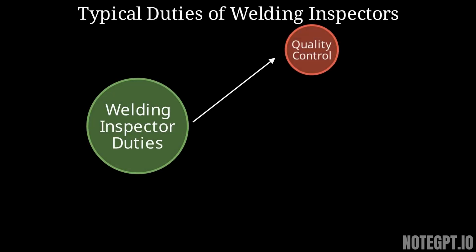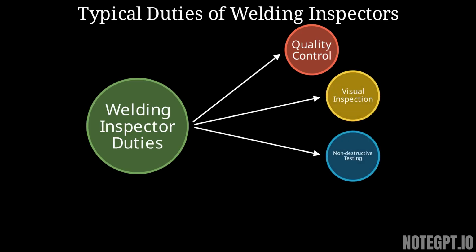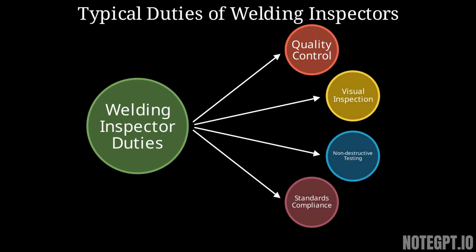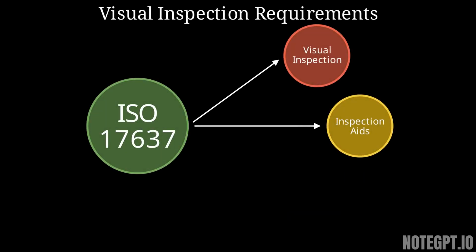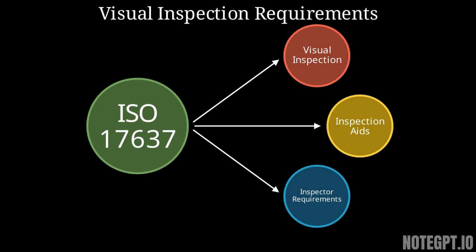Welding inspectors are responsible for quality control activities to ensure welded items meet specified requirements. Their duties include understanding QC procedures, conducting visual and non-destructive inspections, and ensuring compliance with standards and codes. According to ISO 17637, visual inspection requires proper illumination, access, and the use of inspection aids such as gauges and magnifying lenses.